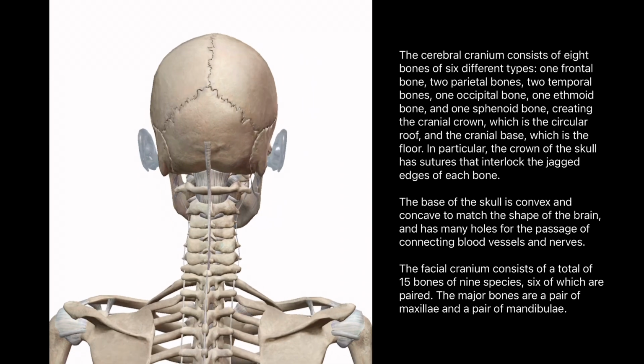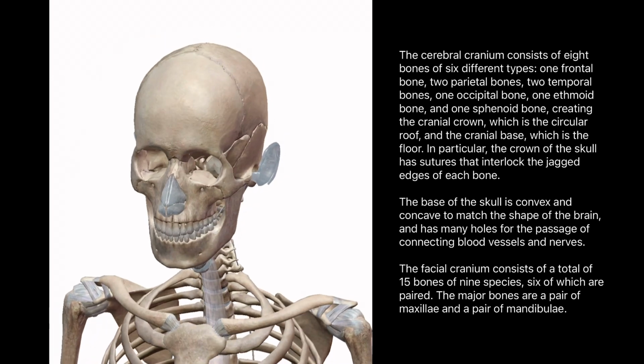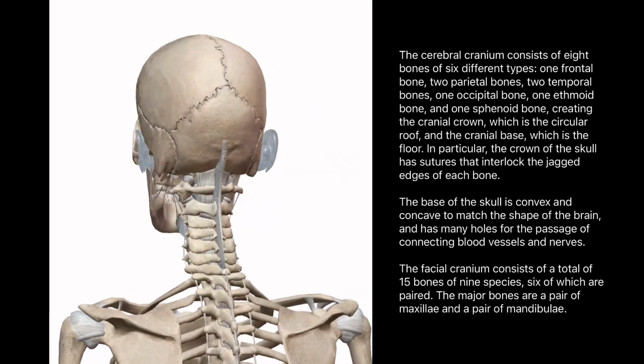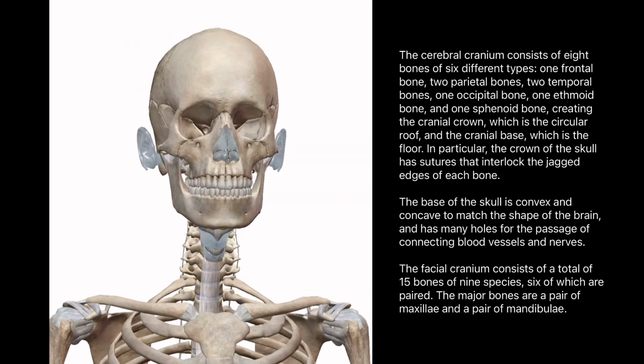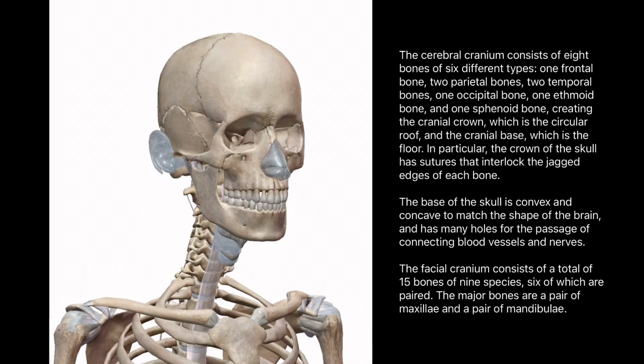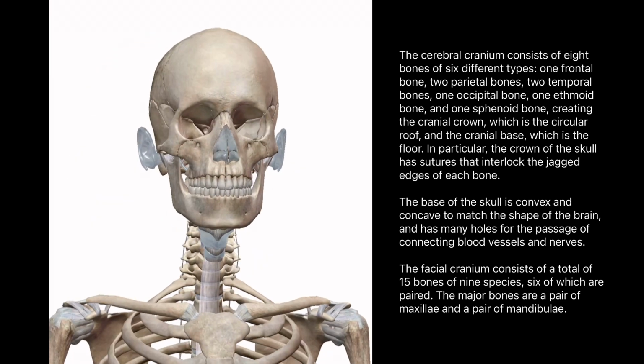In particular, the crown of the skull has sutures that interlock the jagged edges of each bone. The base of the skull is convex and concave to match the shape of the brain, and has many holes for the passage of connecting blood vessels and nerves. The facial cranium consists of a total of 15 bones of 9 species, 6 of which are paired. The major bones are a pair of maxillae and a pair of mandibulae.